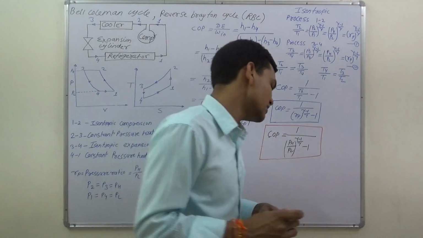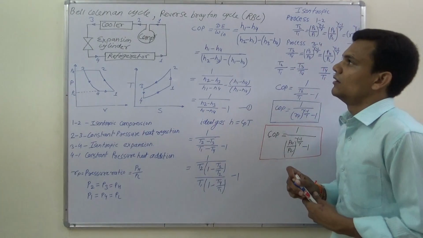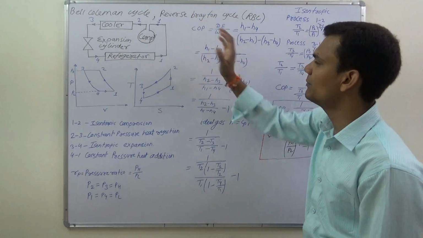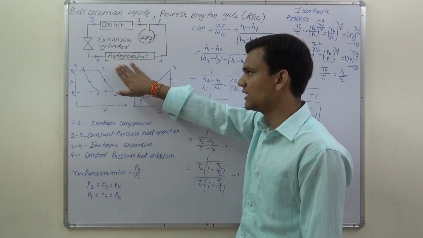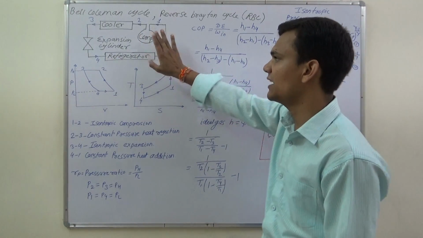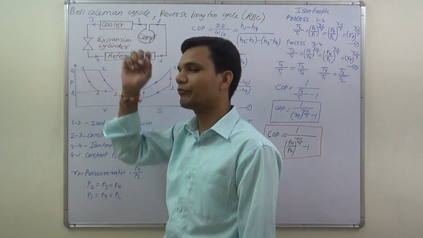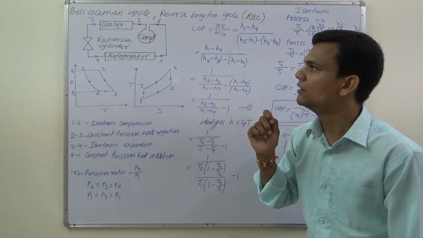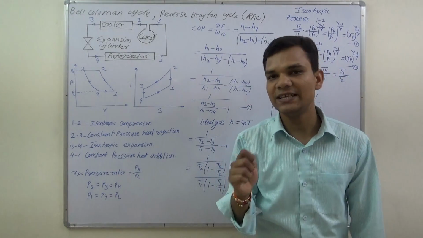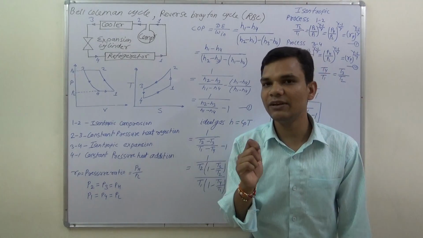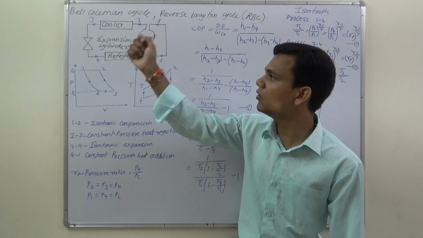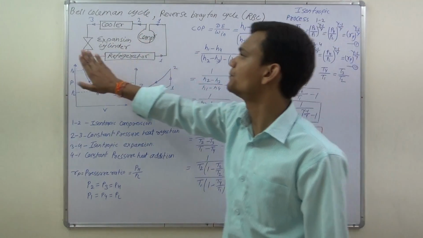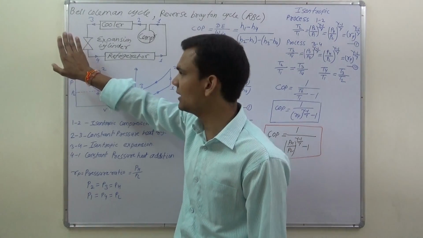So let us start the COP calculation. Here I write COP is equal to desired effect by work input. We get the desired effect in the refrigerator, we supply work to the compressor, and we get work from the expander, because here we are using air as the working fluid, and during the cycle no phase change takes place. Air remains air during all the processes in the cycle.